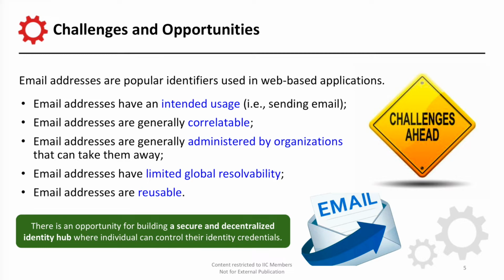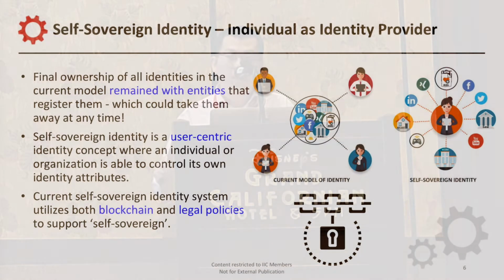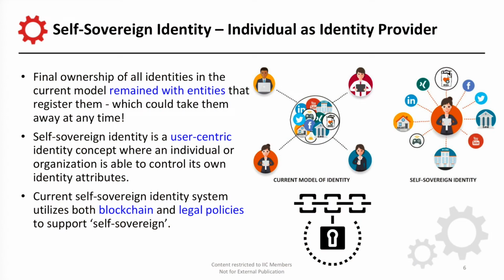So we see there's an opportunity. Actually, you can build a secure and decentralized identity hub. This hub will give you a very unique property, that individuals can control their identities. That is a very different paradigm you will change to. This introduces the concept of so-called self-sovereign identity.